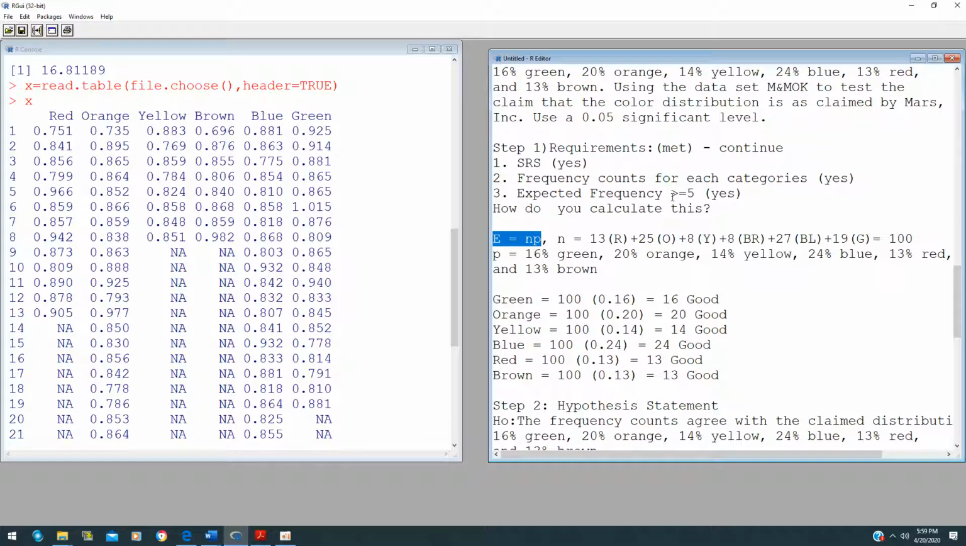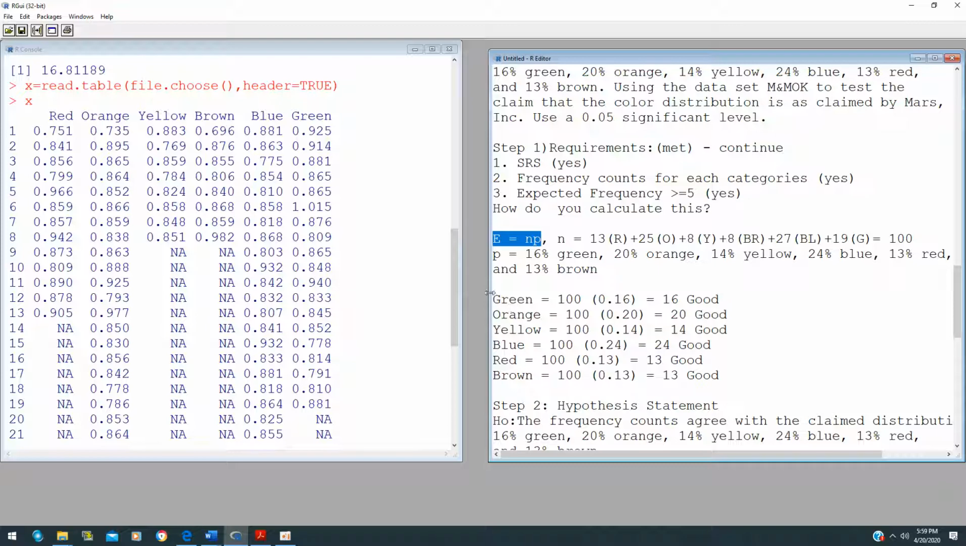The reason I put good here is because this number has to be 5 or bigger. Orange is 100 candies times 20%, so 20 orange candies. This is also good. Yellow is 100 times 0.14, which is 14. Blue is 100 times 0.24, which is 24 candies. Red is 100 times 0.13, that's 13% red, which is 13. And brown is the same, 100 total candies times 13% is 13. All of these are good, because they are greater than or equal to 5.